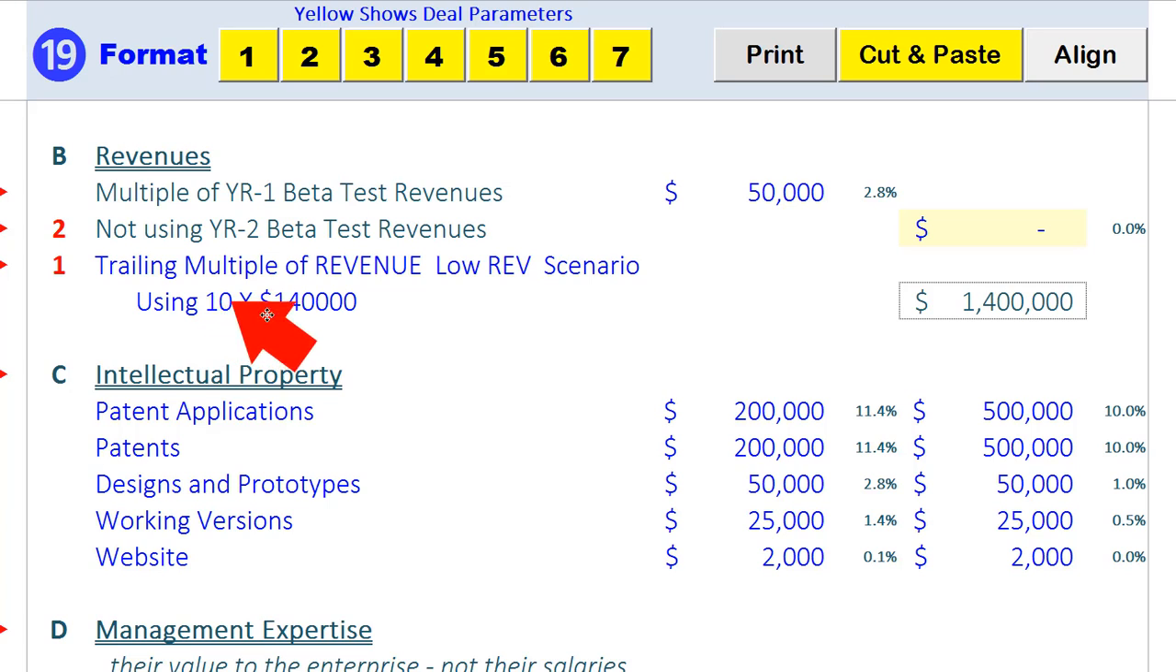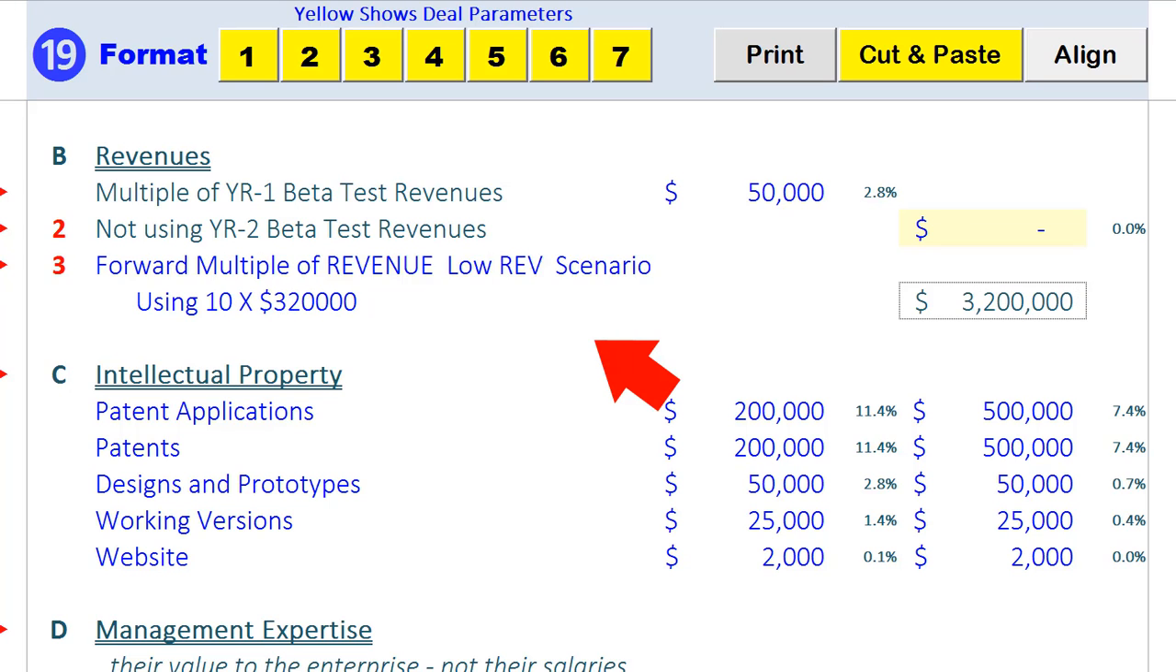This actually brings in what the multiple is being used, and this is the value of whatever it is, the revenue or the EBITDA. So in this case, you'll see that we can scroll around very quickly. We're not going to put a negative number in there, so we'll probably do a forward multiple of revenue, usually $3.2 million, maybe a little high, but so what.